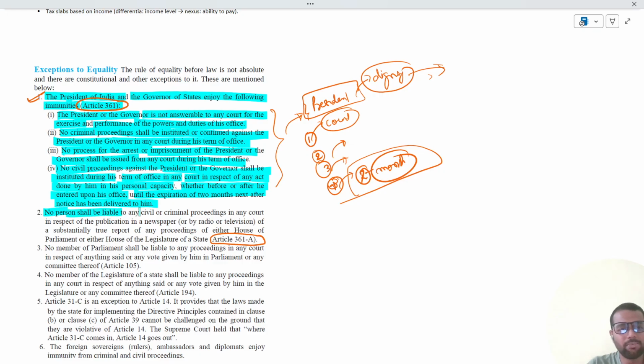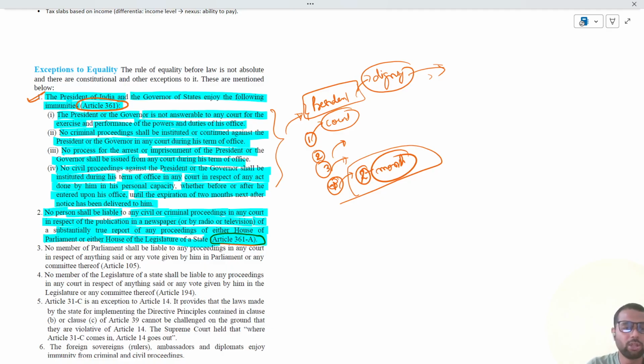Let us read it for you. No person shall be liable to any civil or criminal proceeding in court in respect of the publication in newspaper or by radio or television of a substantially true report. The report must be true. If you publish any of the proceedings of either house of the parliament or the state legislature, and if that publication is true, then nobody can instigate or initiate any civil or criminal proceeding against you. That is what is mentioned under Article 361A.